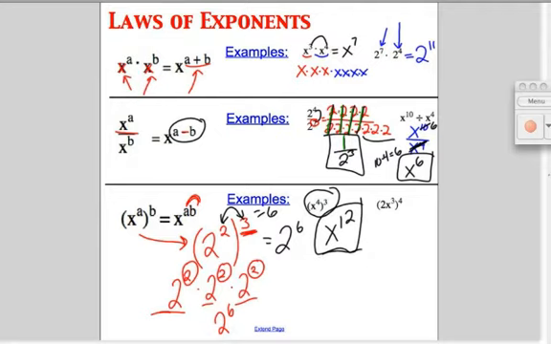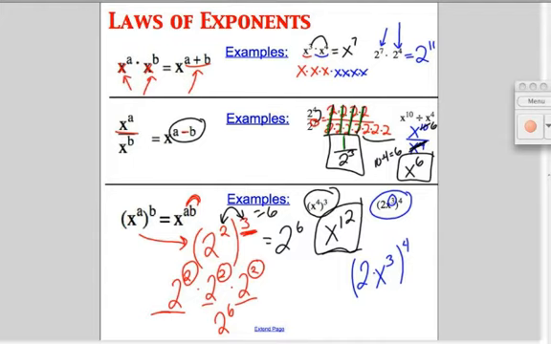2x to the 3rd to the 4th power. A couple of common mistakes that students make is they don't understand where that 3rd power is. The 3rd power is only on x. This really says 2 times x to the 3rd. X is to the 3rd, not the 2. And then we're doing that to the 4th power.